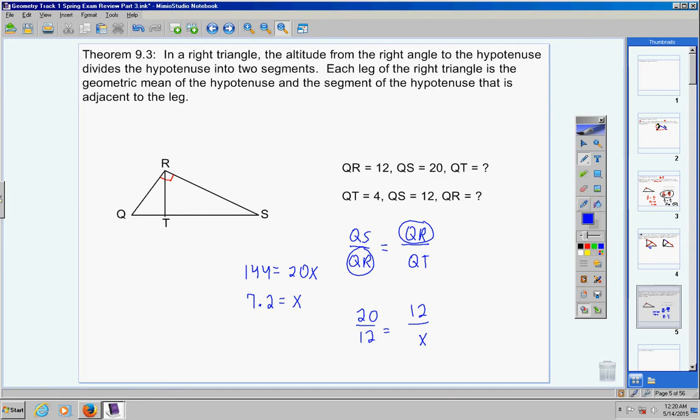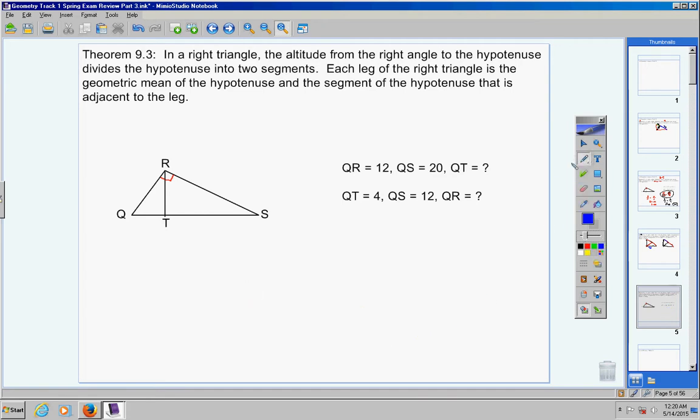Okay? Now, let's look at the next problem. We're dealing with QT, QS, and QR. So we're dealing with the same segments again, guys. If we're dealing with the same segments, it's the exact same formula. Which one of these three segments is your geometric mean? QR. So we write QR twice, diagonal from each other. Always write the geometric mean twice, diagonal across from each other. Then the other two segments would be QS, the whole hypotenuse, and QT, the segment touching the leg.